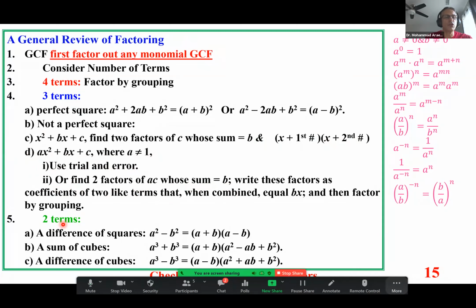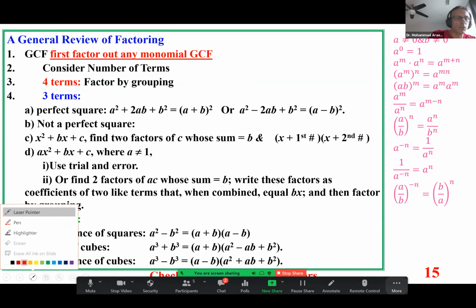And if it happened to be 2 terms, there are 3 possibilities. A difference of squares, a squared minus b squared, which is a plus b times a minus b. A sum of cubes, a cubed plus b cubed, which is a plus b times a squared minus ab plus b squared. Or a difference of cubes, a cubed minus b cubed, which is a minus b times a squared plus ab plus b squared, or it will not be factored.